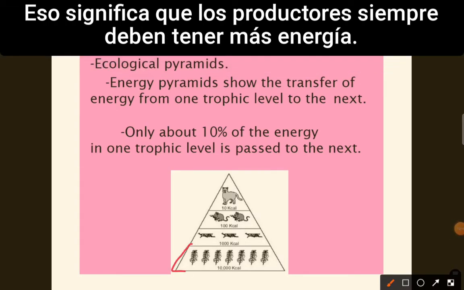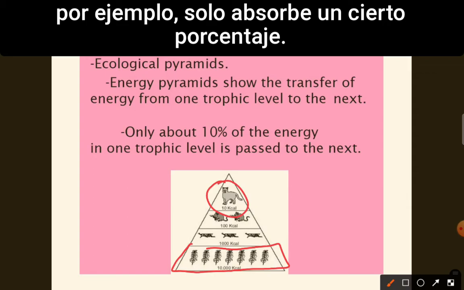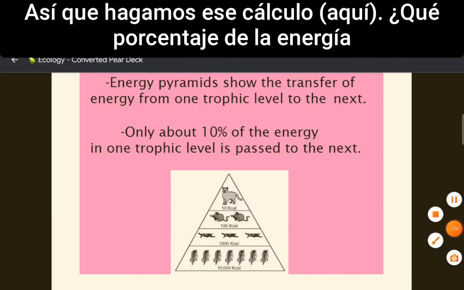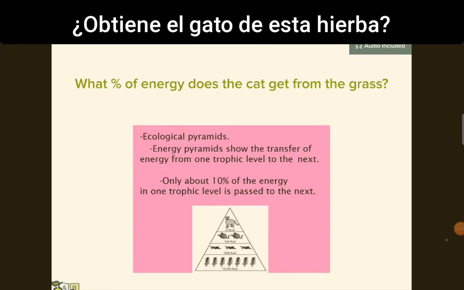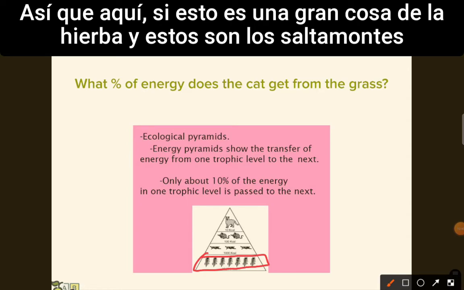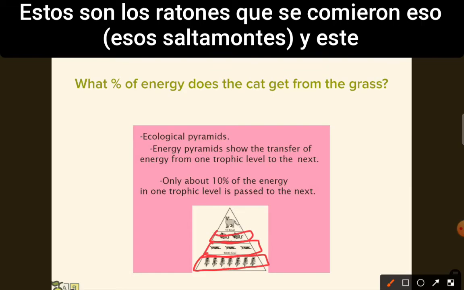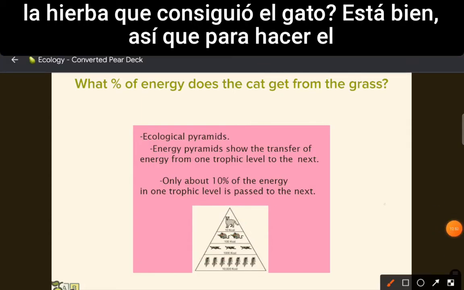That means that the producers must always have more energy because not all of it gets to the next level. And so a cat, for example, only absorbs a certain percent. And so let's do that calculation here. What percent of the energy does the cat get from this grass? So here, if this is a big thing of grass, these are the grasshoppers that ate that grass. These are the mice that ate those grasshoppers, and this is the one cat that ate those two mice. How much energy from the grass did the cat actually get?